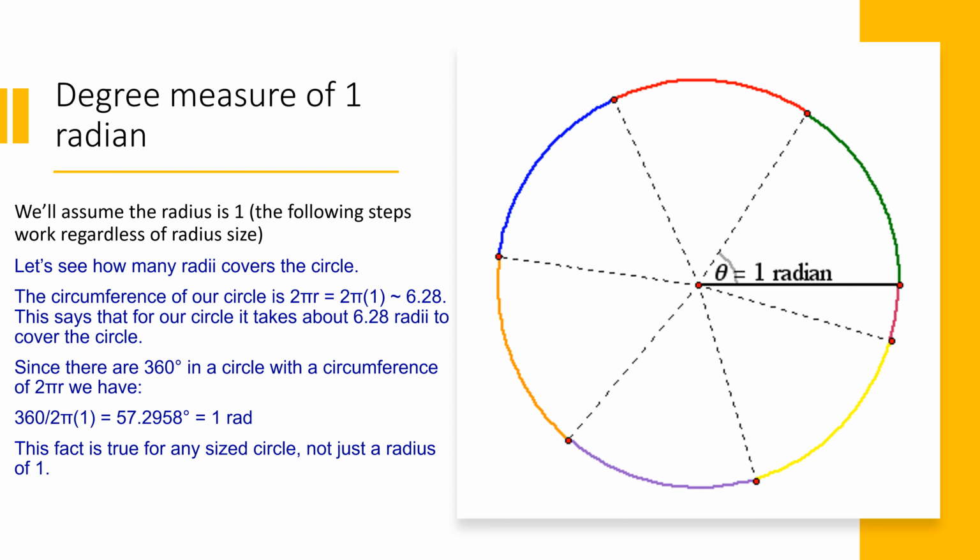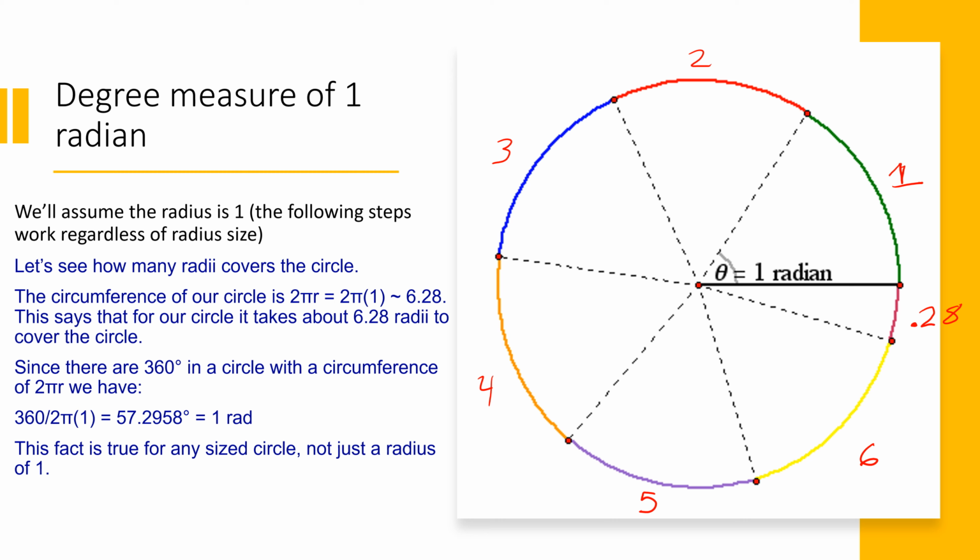Just like before, we're going to assume that the radius of our circle is going to be 1 unit. So we want to see, how many radii cover the circle? Here we could just take a look at this already drawn out example. We have 1, 2, 3, 4, 5, 6, and then we have this portion left over right here. Without getting into too much detail, this portion is basically 0.28.